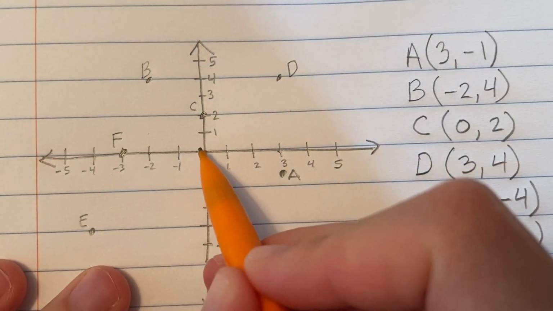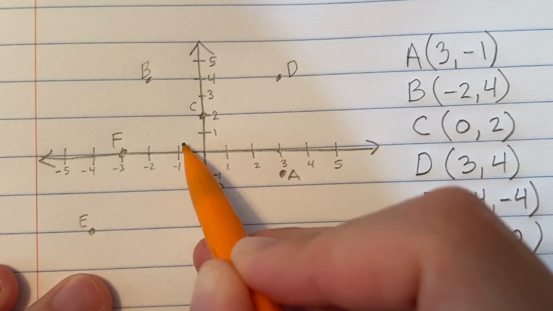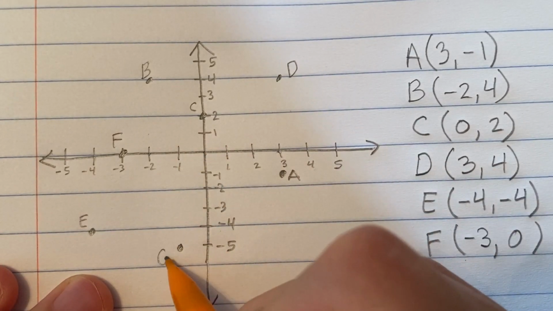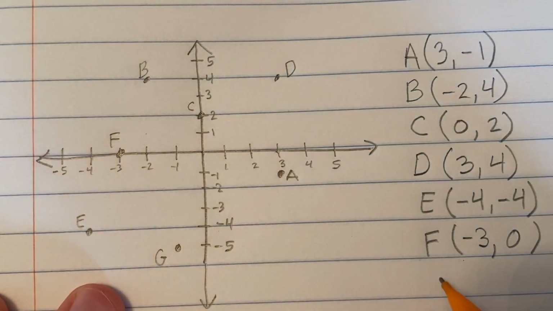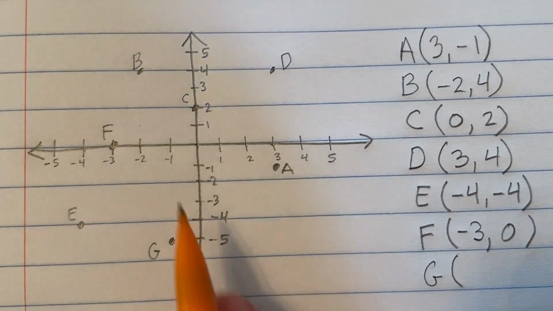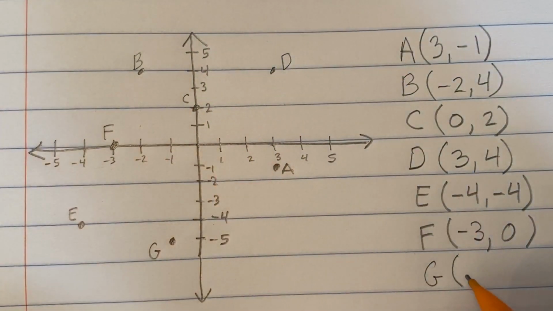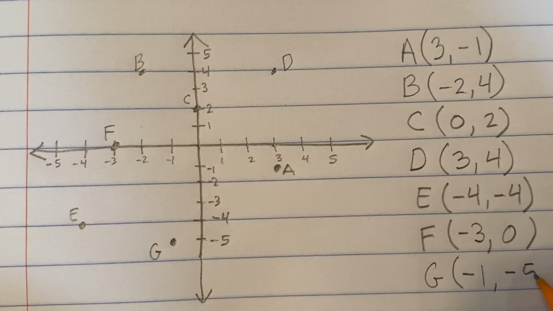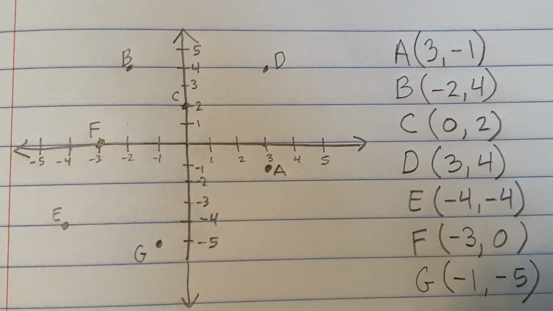Let's do one more of these. Can you find the coordinates of point G? What are the coordinates of point G? Let's see, to get there, I would have to go left 1, negative 1, down 5, negative 5. Okay, and that's it.